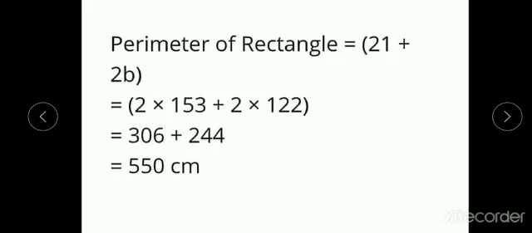What I did before is I took 2 as the common, I took 2 away and I added 153 plus 122. When I add 153 plus 122, we got 285. And then we should multiply 285 into 2. If we multiply 285 into 2, we get 550 centimeters.